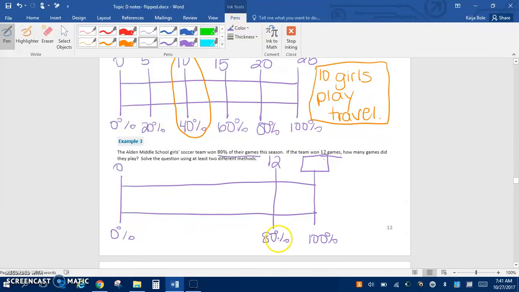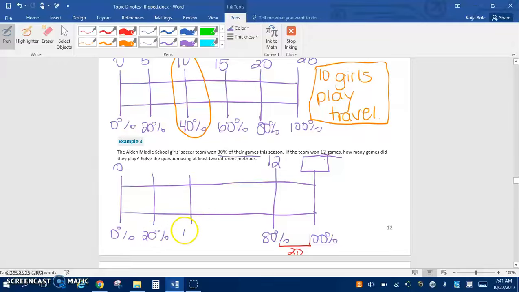So now we have to ask ourselves, how far is it in between 80% and 100%? We know that the difference there is 20. So I'll write that in here. The difference from there to there is 20. So that means that we're going to count by 20% again. So this would be 20%.